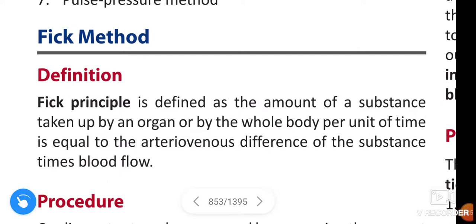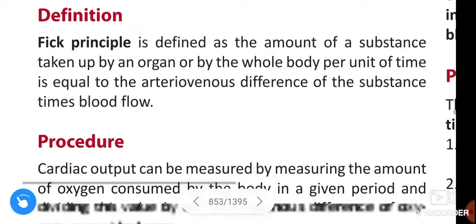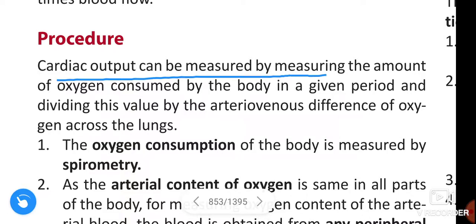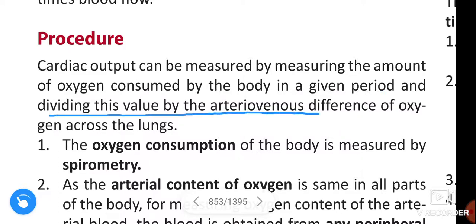See this Fick principle once again, and the Fick method also. Definition: the Fick principle is defined as the amount of a substance taken up by an organ or by the whole body per unit time is equal to the arteriovenous difference of the substance times blood flow. Next, procedure. Cardiac output can be measured by measuring the amount of oxygen consumed by the body in a given period and dividing this value by the arteriovenous difference of oxygen across the lungs.